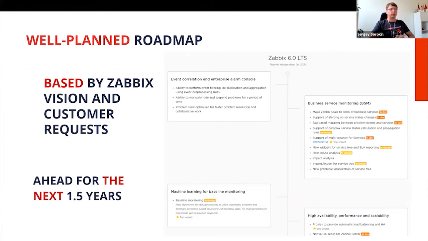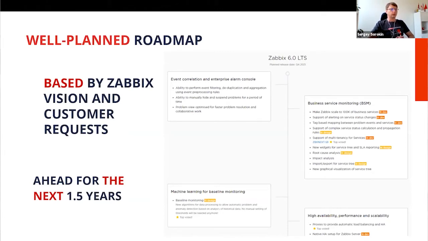Another very important thing about Zabbix as a solution is that it's not only about producing and supporting, but it's also about having a vision and having an understanding of where we are moving and what we are planning to deliver in the future. So Zabbix has a roadmap. It's publicly available on the Zabbix webpage.